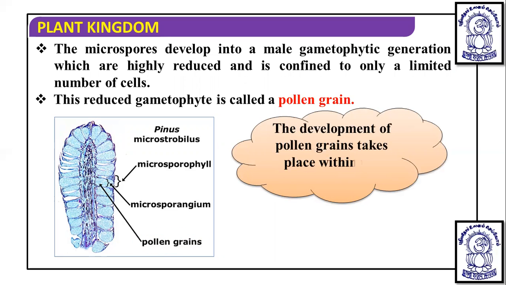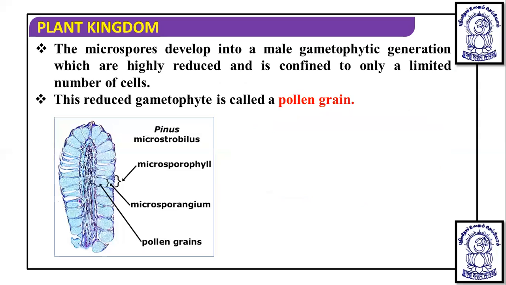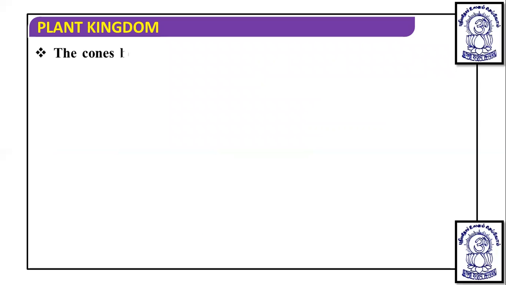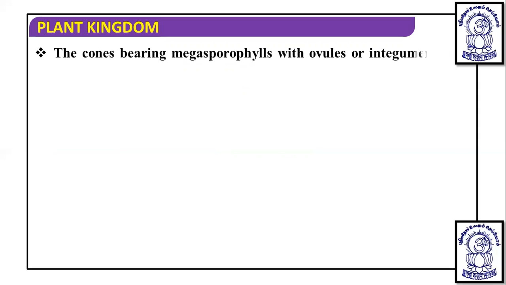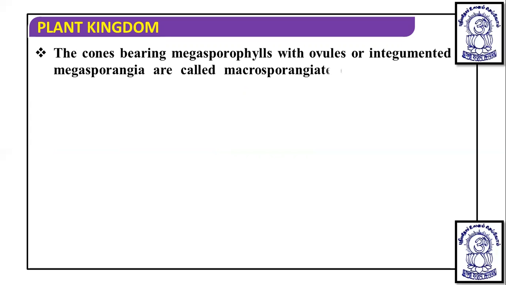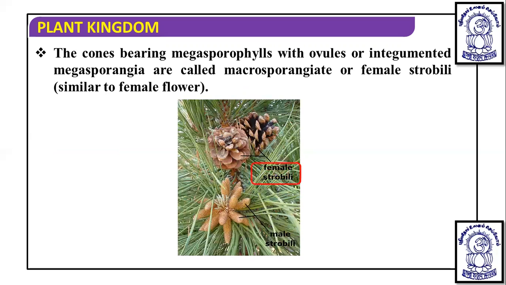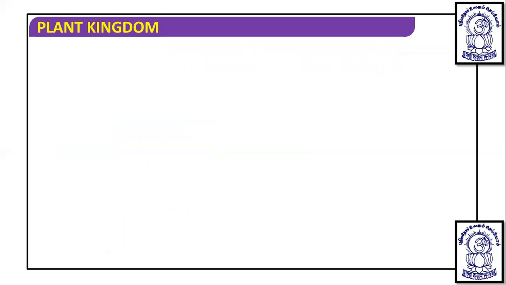The development of the pollen grain takes place within the microsporangium, meaning the pollen sac. In the pollen sac, pollen grains are produced, which means it is endosporic germination. The cone-bearing megasporangium within the ovule, or integrated megasporangium, is called the macrosporangiate or female strobili. And you can see female strobili like this. So it is a group of megasporophylls.